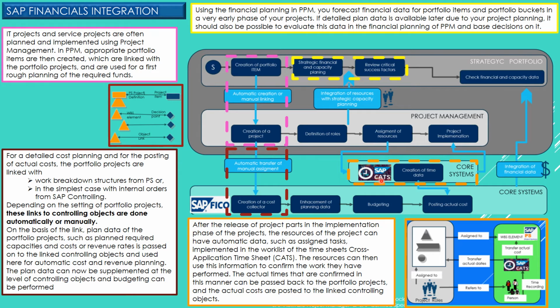So after this download takes place, the resources can use it to inform the activities that they have performed. Please recall that during the execution of the project, the resources must confirm information in the project. That confirmation is done using the CATS system. That confirmation is only for tasks and checklist items.